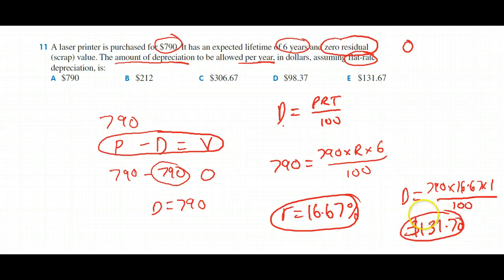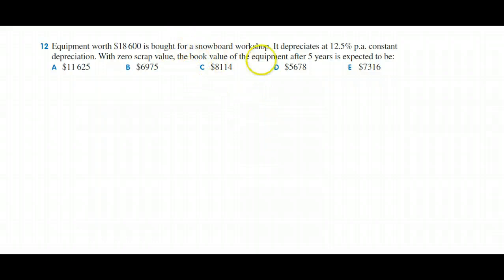That's the amount of depreciation that would occur in 1 year. Okay, we've got a slight difference. That's 0.67, this is 0.70. That's probably because we rounded this number here off. Okay, next question.